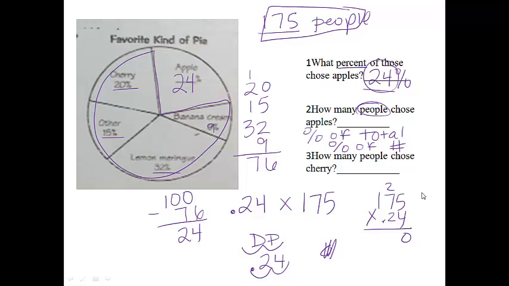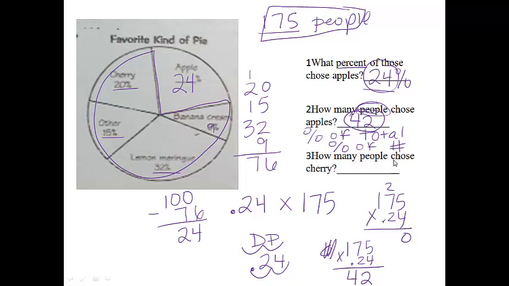Alright, you should have got, if you multiplied it all out, I'm not going to multiply it all out because I already did it, but 175 times 0.24 really equals 42. So is that answer reasonable, that 42 people of 175 chose apple pie? Yes. 42 people chose apple pie.